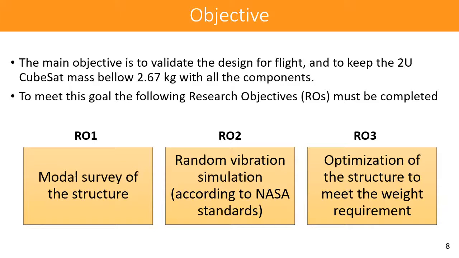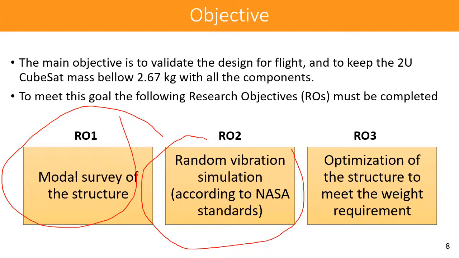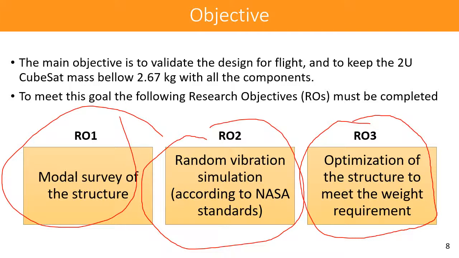For this, I divided the research objectives in 3. First, a modal survey, then a random vibration simulation according to NASA standards, and then optimization of the structure to meet the weight requirements. However, I found that this is an iterative process, so I basically jump between these 3 objectives.